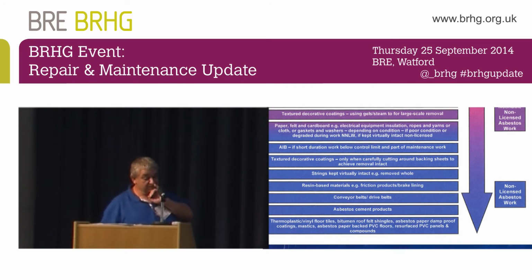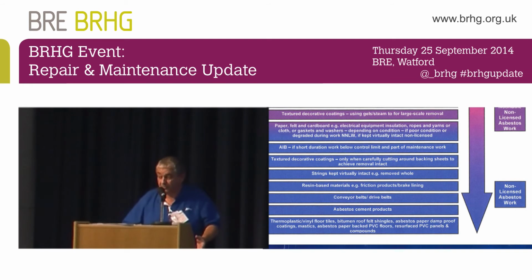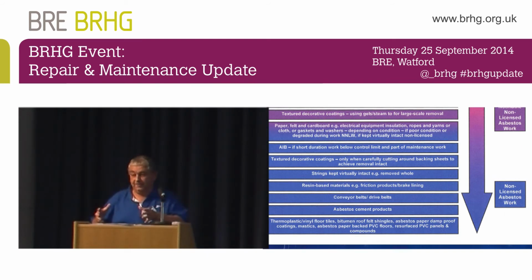So the non-licensed works, at the bottom, floor tiles, thermoplastic floor tiles. There's really no fibre release from these sorts of materials. Bitumen mastics, felt, so you get DPCs, damp-proof course on buildings. A lot of those have got asbestos in. Really not a problem, but it needs to be done by a trained contractor. So they should be bagging everything up properly, they should be decontaminating, they should be protecting themselves. This is what British Occupational Hygiene Society is all about. We're about protecting workers, not managers of buildings.